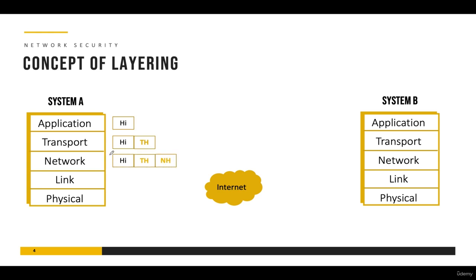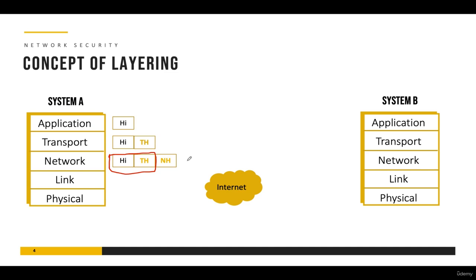The network layer considers all of this as data and adds its own header, which is the network header. In the network header, the network layer adds things like routing information, IP addresses, source and destination IP addresses, stuff like that, so that it is able to route your packet over the internet.